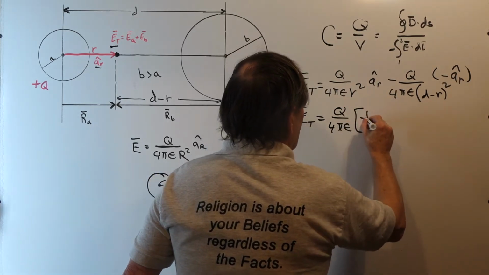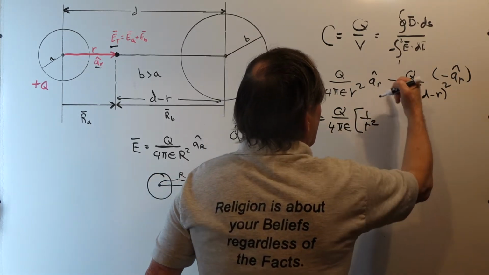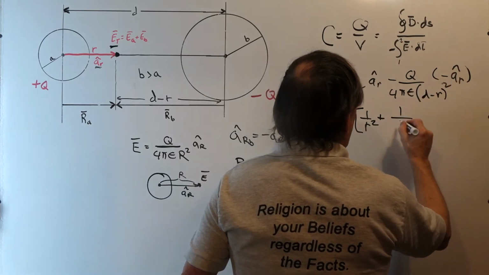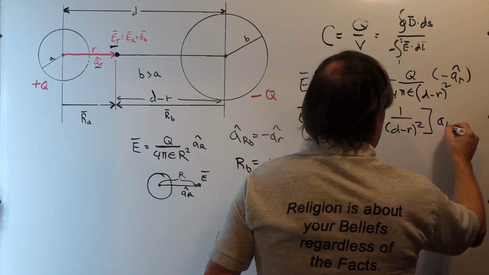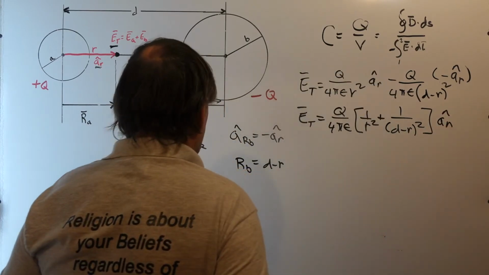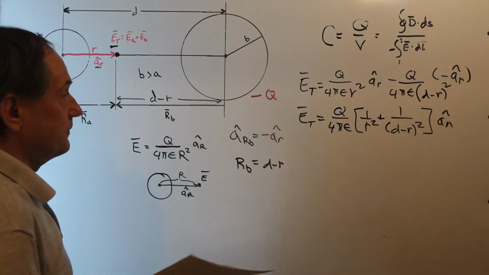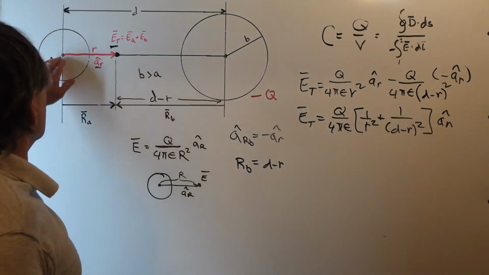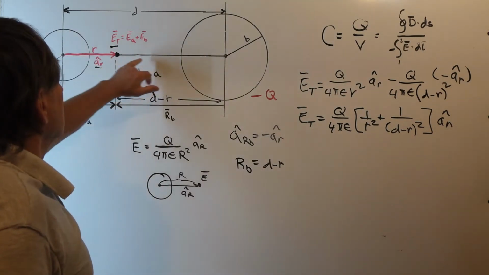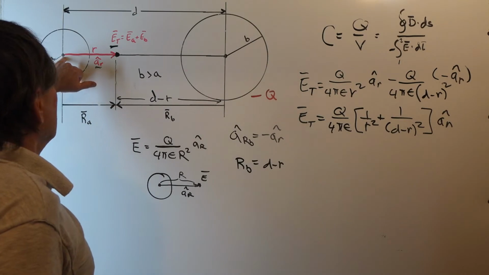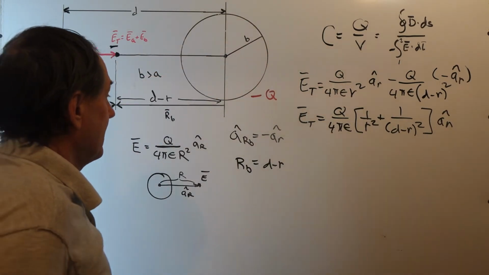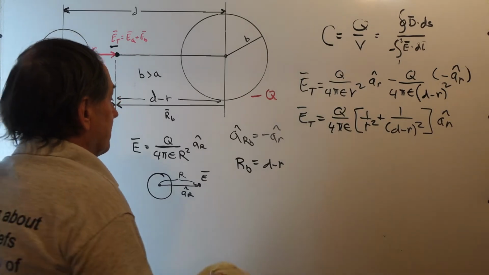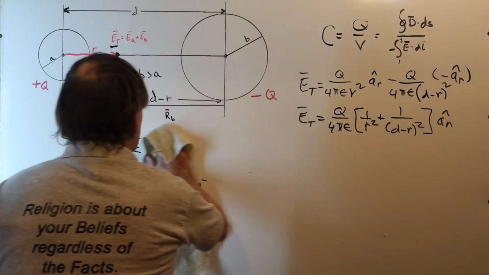So this becomes 1 over R squared plus 1 over D minus R squared, and it's in the AR direction. Okay, so that's our total field for any point on the radial line that connects the centers of the two spheres. Now, let's look at the definition of voltage.